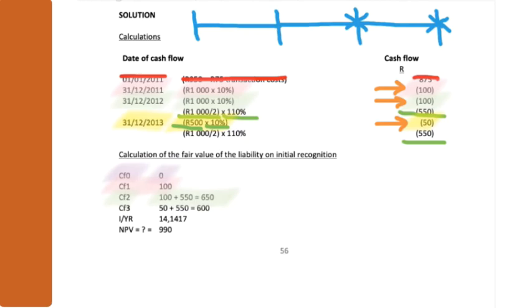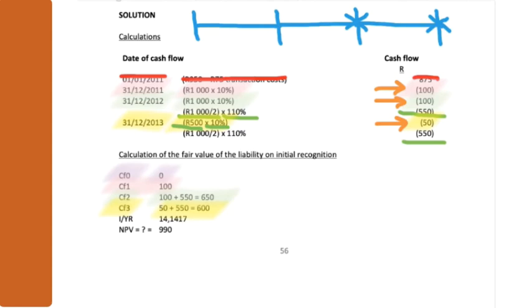Then if we think about 2013, cash flow 3, again, 2 amounts happened. So you need to add them together. If you put them in separately, your calculator will see them as happening in separate years. If they happen on the same date, you have to add them together.